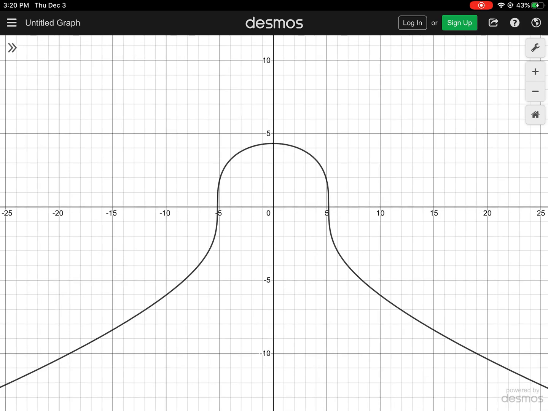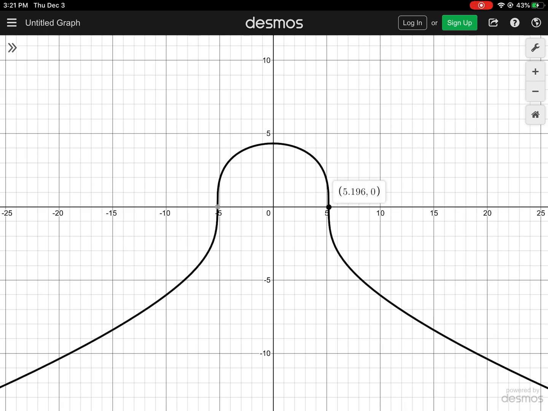So if we look at this graph, there's no symmetry with respect to the horizontal axis, and there's no symmetry with respect to the origin. However, there is symmetry with respect to the vertical axis, because if we were to fold the graph over on the vertical axis, we'll get exactly the same graph.